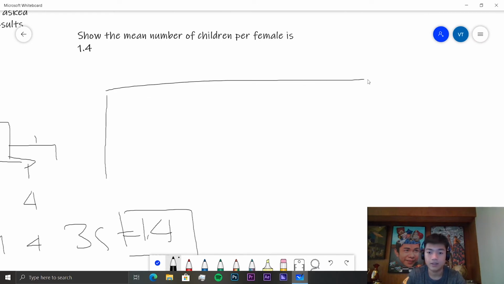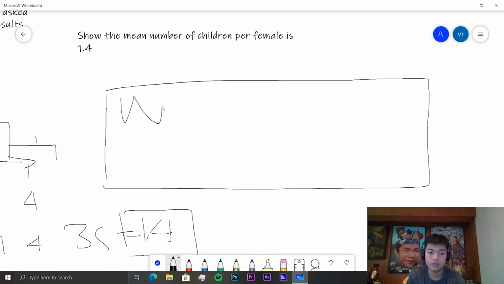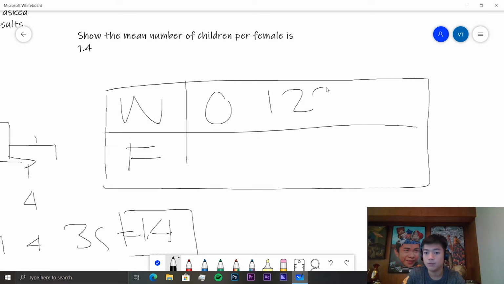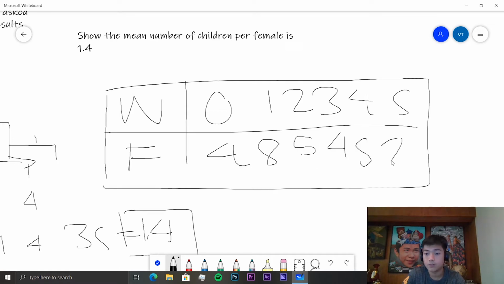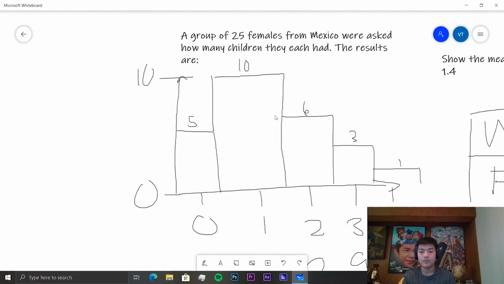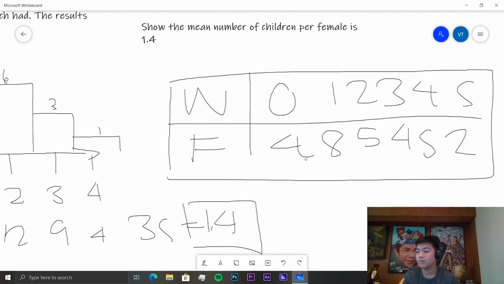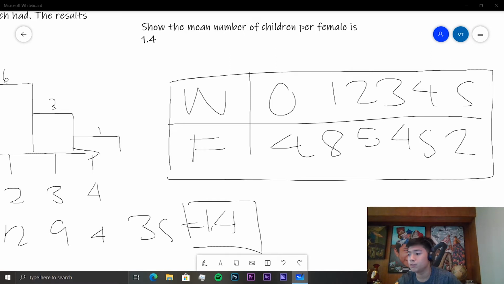Next, a group of 25 females from Australia were also surveyed, and the results are here in a table this time: number of children and the frequency. So we have 0, 1, 2, 3, 4, 5 with frequencies 4, 8, 5, 4, 5, 2. We need to use this data and the data over here to describe the distribution of the number of children the two groups of females have.